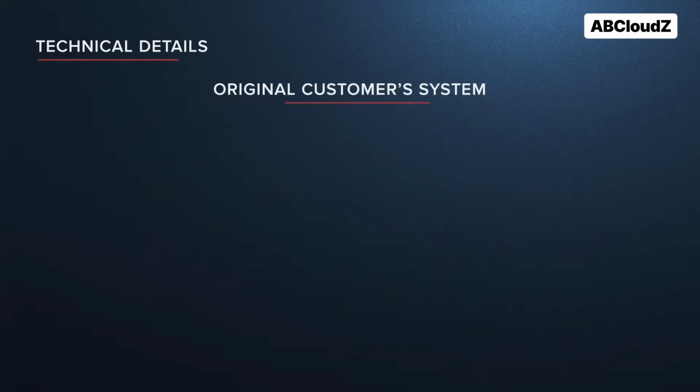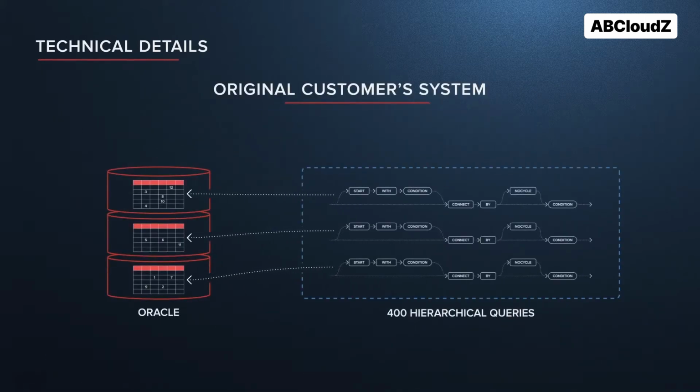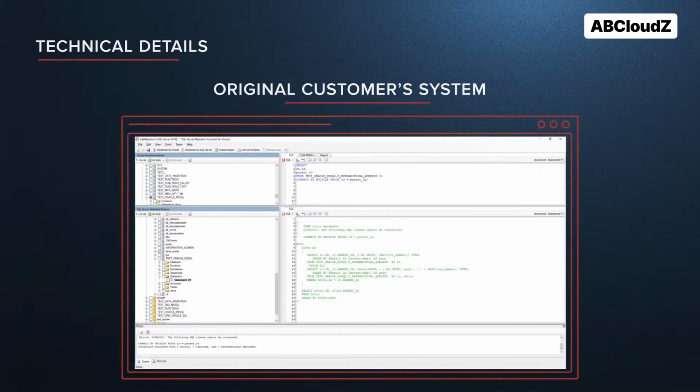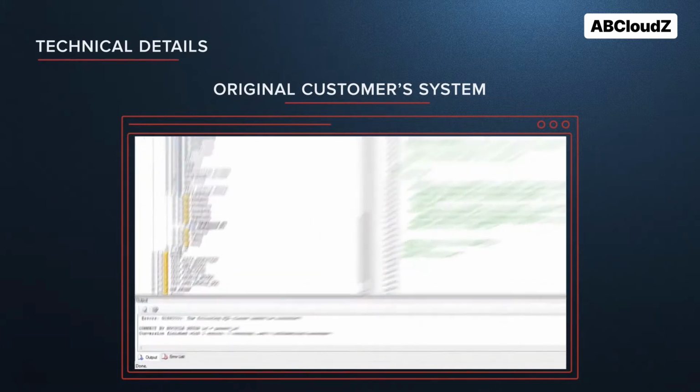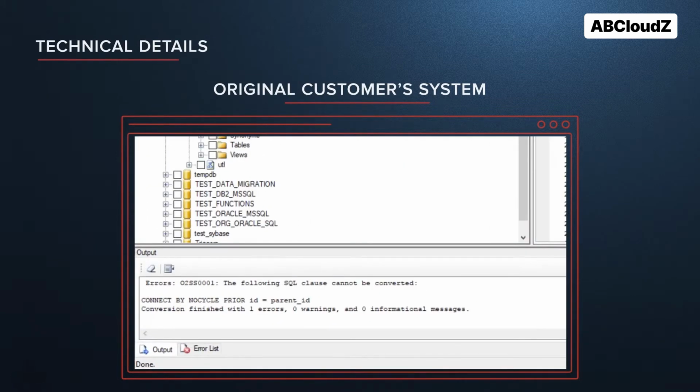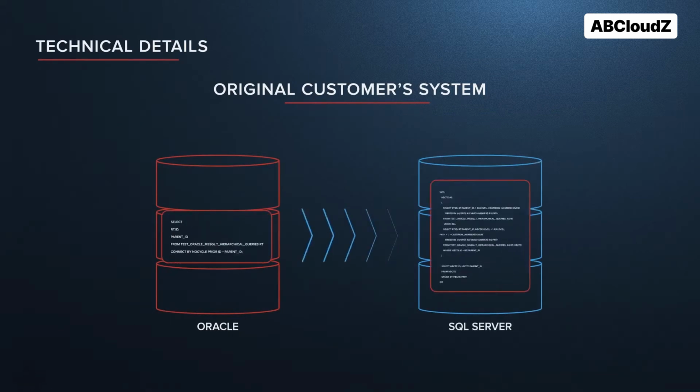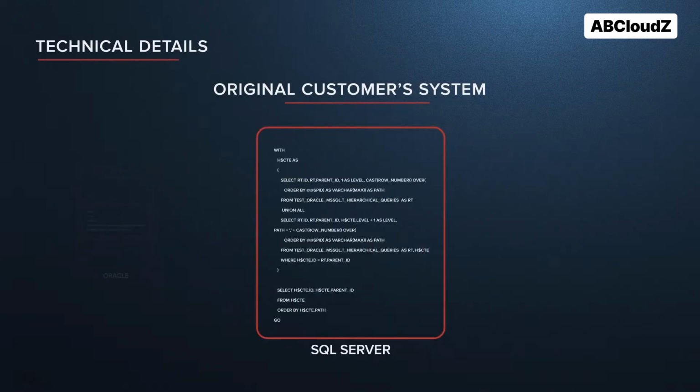The customer's schemas contain over 400 hierarchical queries. Some of them consisted of hundreds of code lines. When the customer tried to convert the schema using the SSMA, the application returned an error: unable to convert. A straightforward manual conversion would require a lot of effort to understand the business logic standing behind every query. This would have resulted in code that would have been very difficult to understand. So, we needed to create an alternative conversion solution.